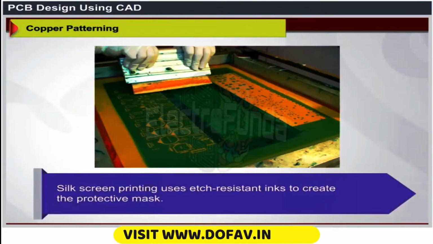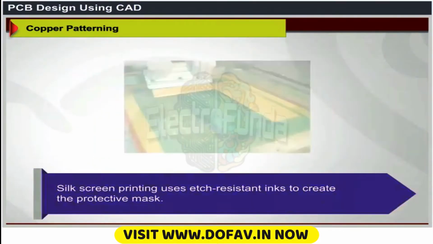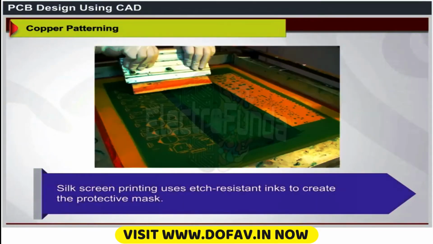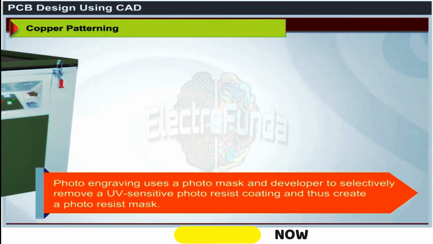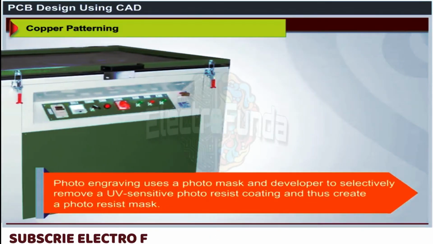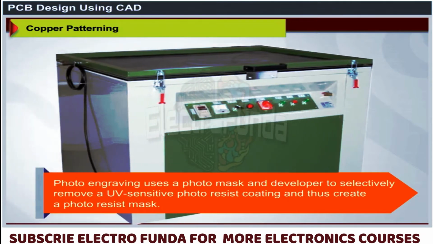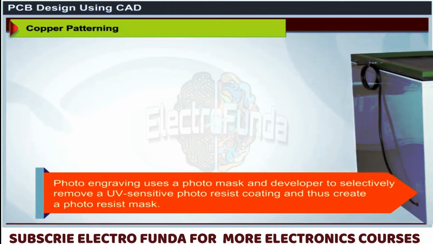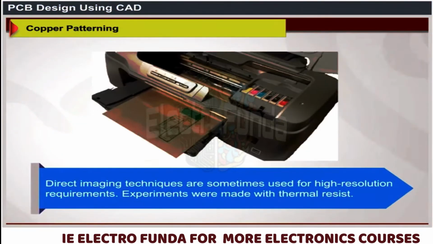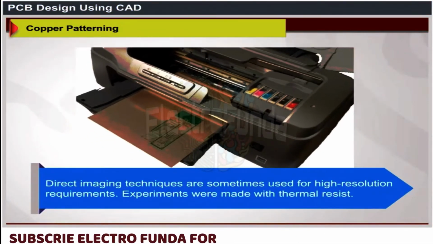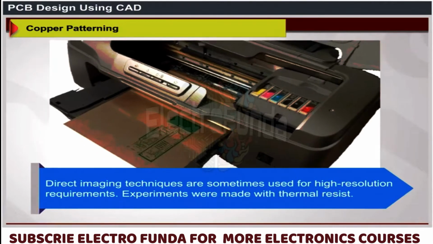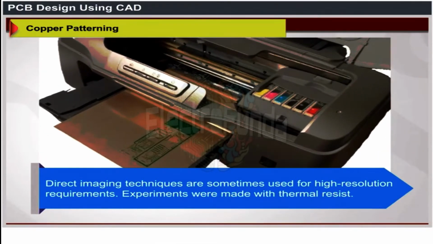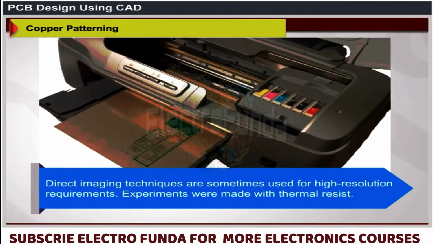Silk screen printing uses etch-resistant inks to create the protective mask. Photo engraving uses a photo mask and developer to selectively remove a UV-sensitive photoresist coating and thus create a photoresist mask. Direct imaging techniques are sometimes used for high-resolution requirements. Experiments were made with thermal resist.